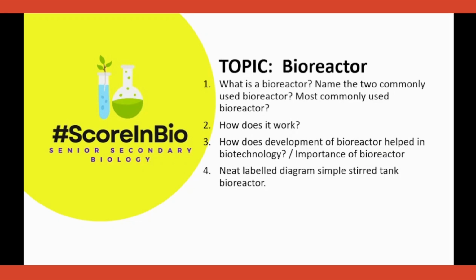Simple questions come from the topic bioreactor, direct questions. What are they? Name the most commonly used. If they ask, is this simple? Most commonly asked is the simple stirred tank. Two commonly used are the simple as well as the sparged stirred tank. How does it work? All the explanation, like it's a cylindrical tank, provides optimal conditions of pH, temperature, exponential growth phase, all those points that I explained already in the video need to be included.